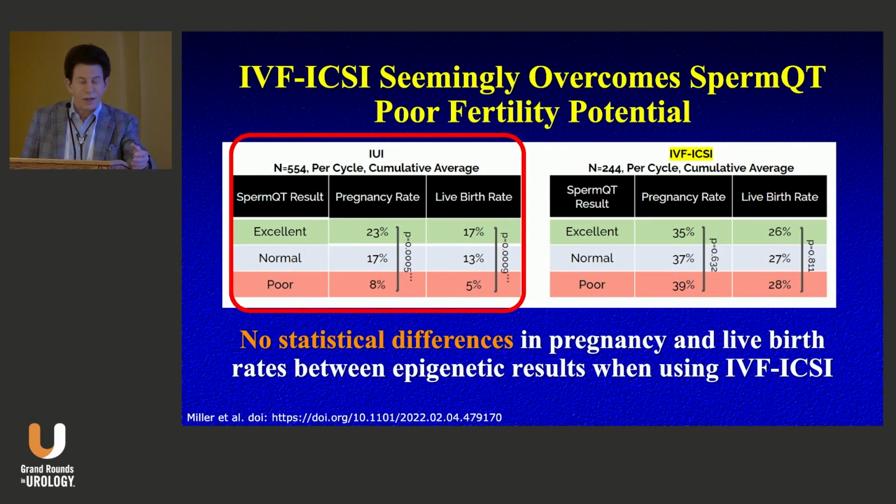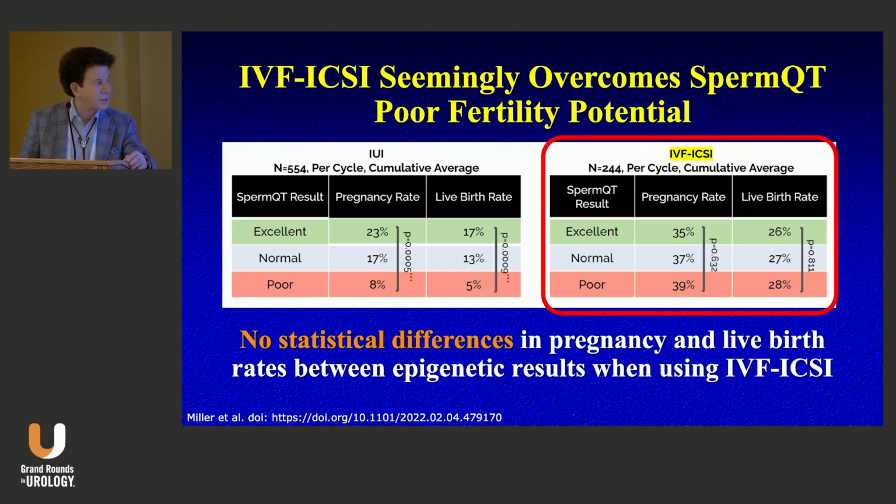So this would apply to natural conception as well, and that is individuals who were in the excellent, normal, or poor class was reflected in their pregnancy rate and their live birth rate. Very, very statistically significant to about the 5th decimal point. However, if you look at the success in IVF ICSI, had no impact. So again, no statistical differences in pregnancy and live birth rates between epigenetic results when using IVF and ICSI.